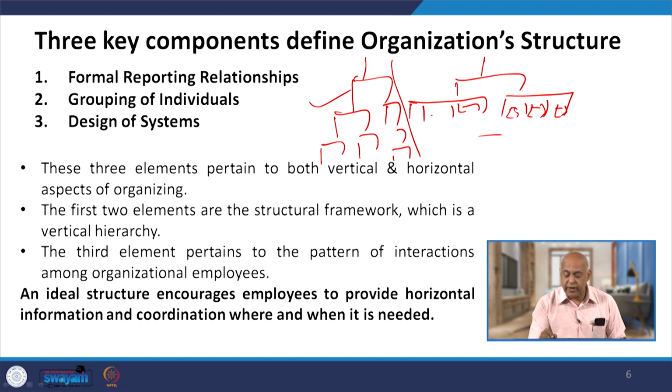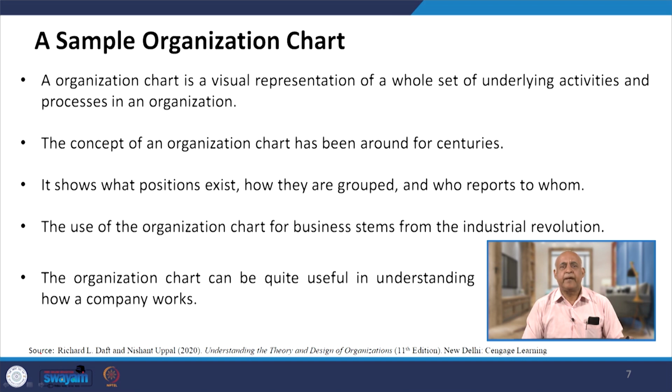Whenever you are going for these types of horizontal structures, they create more efficiency compared to other structures, because of the smooth flow of communication and information, and the coordination will be very smooth. Here, a simple organization structure is a virtual representation of the whole set of activities and processes in an organization.